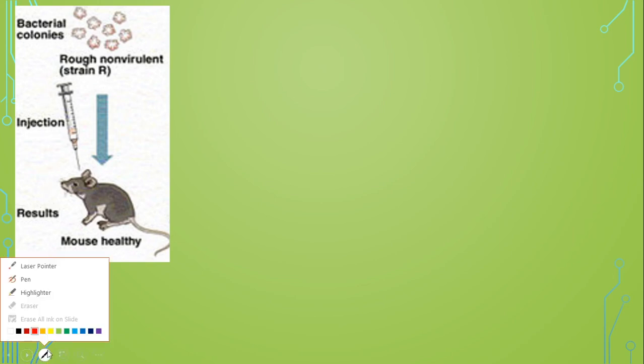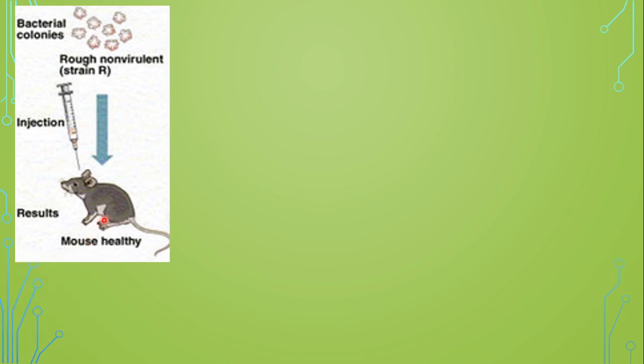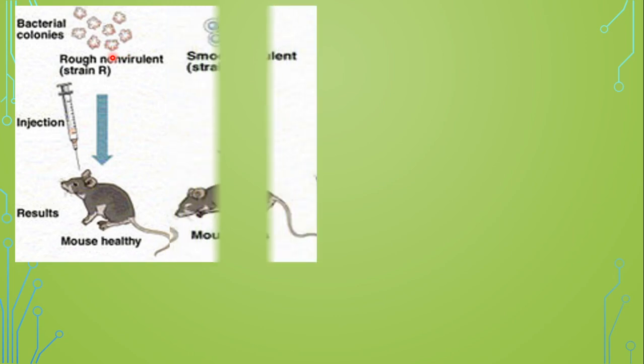The mouse was found to remain healthy. They remained quite healthy without any infection, without any symptoms of pneumonia. So result: the mouse healthy. So this rough R strain of bacteria was considered to be non-virulent. Non-virulent means non-infectious. So they did not transmit any infection.